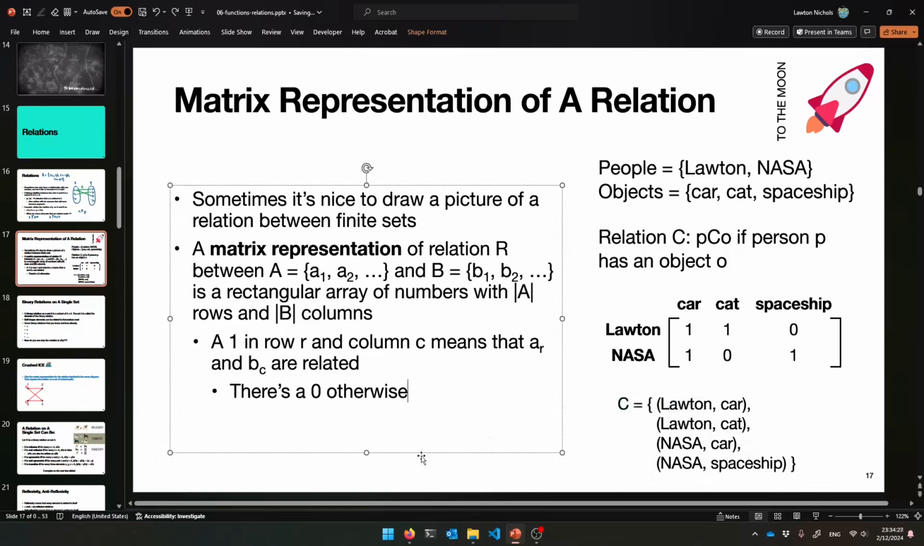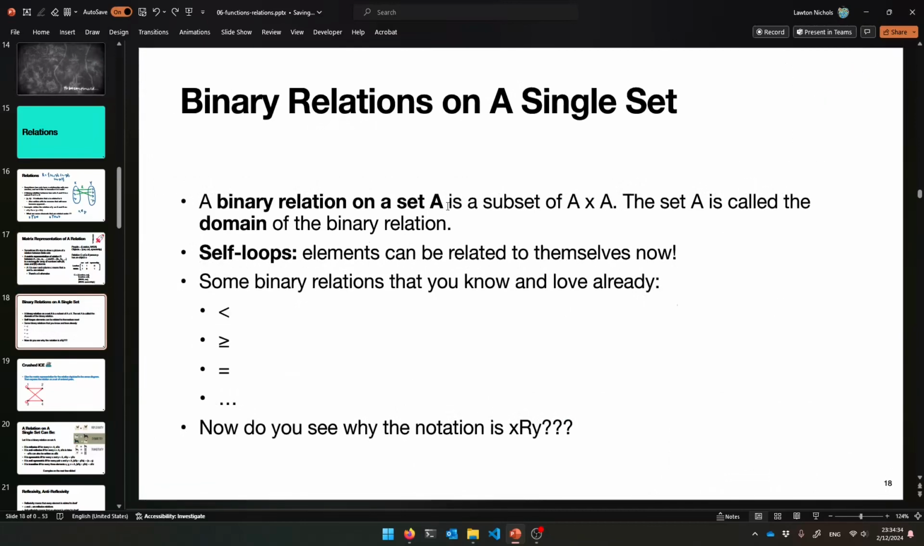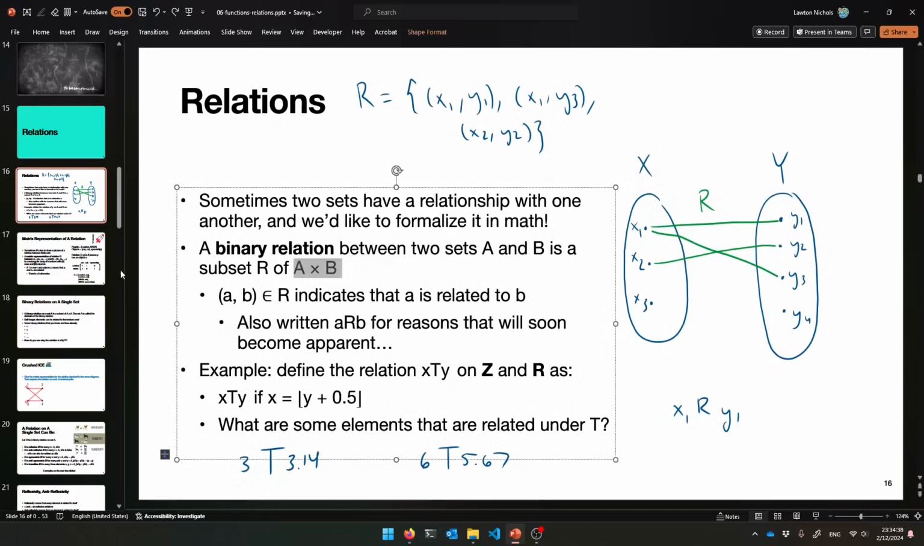So you've got a bunch of options now. All right, so that's another option, a matrix representation of a relation. All right, so we're still talking about binary relations. It's a relation on two things, two sets.